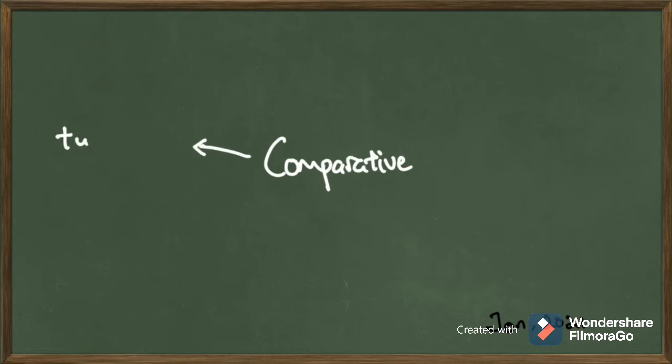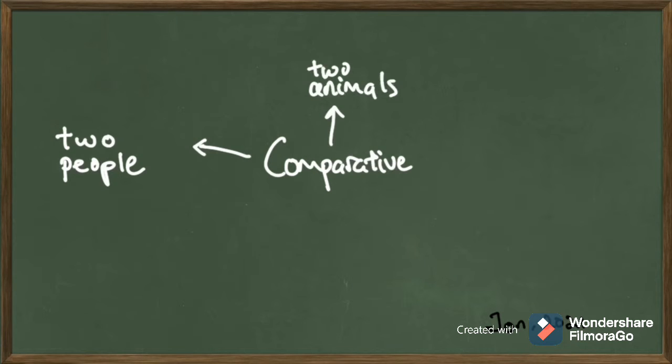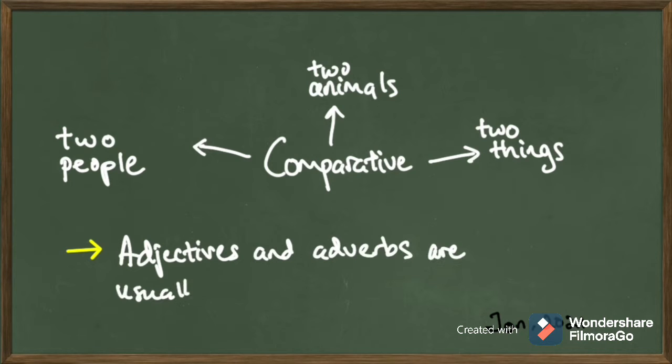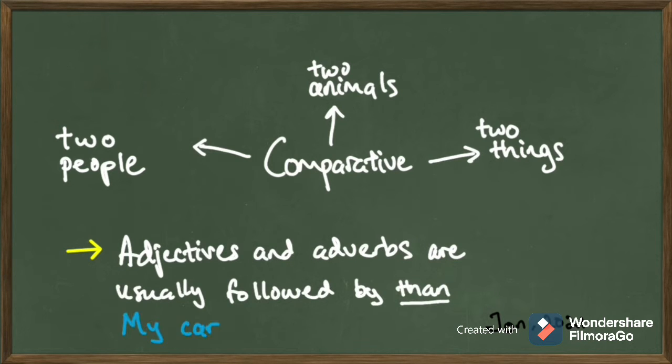Firstly, let's look at comparatives. When do we use comparatives? We use comparatives when we are comparing two people, or two animals, or two things. The adjectives and the adverbs are usually followed by the word than. If we look at the illustration, my car is bigger than his car. I drew it out for you. My car is bigger than his car.